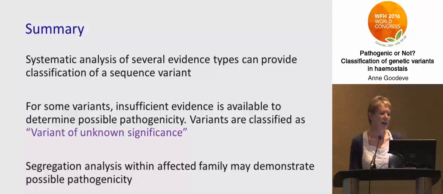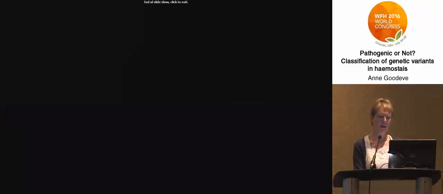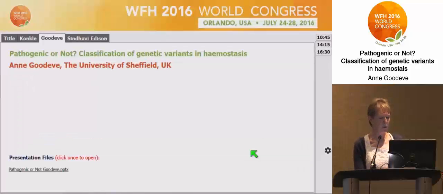So, to summarise, systematic analysis of several evidence types can provide classification of a sequence variant. For some variants, insufficient evidence is available to help us determine pathogenicity, and they'll be classified as our Class 3 variant of unknown significance, where we'd suggest to the referring clinician that if at all possible, we could get further family members to try and look at co-segregation, which may help to demonstrate possible pathogenicity in that family. And I'll leave it there.